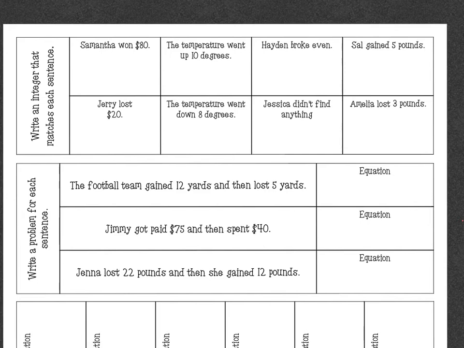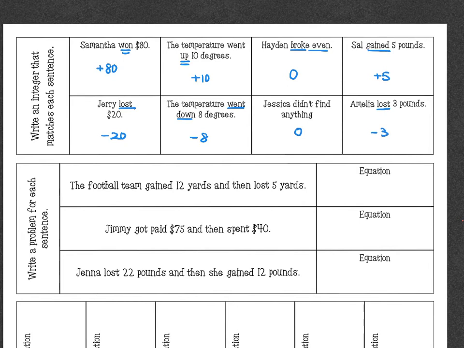If I say Samantha just won $80, that winning is obviously adding, so it's plus 80. The temperature went up 10 degrees. Those are obviously adding. Hayden broke even. Broke even means didn't gain, didn't lose, right? And Sal gained 5 pounds. That's a plus 5. Opposite, Jerry lost $20. The temperature went down 8 degrees, obviously minus 8. Jessica didn't find anything, so found nothing. That's 0. Amelia lost 3 pounds. Again, lost is minus 3.